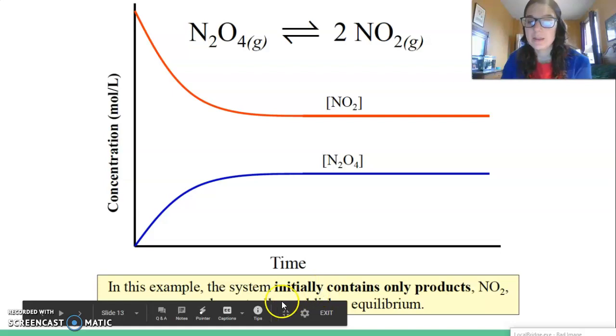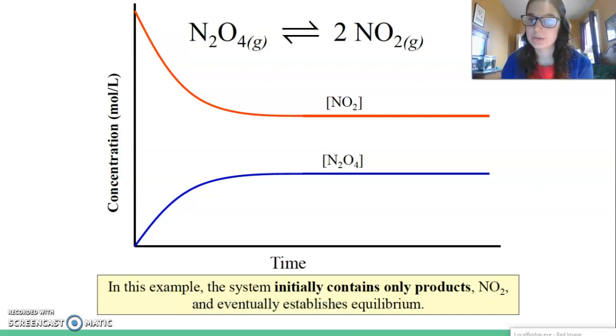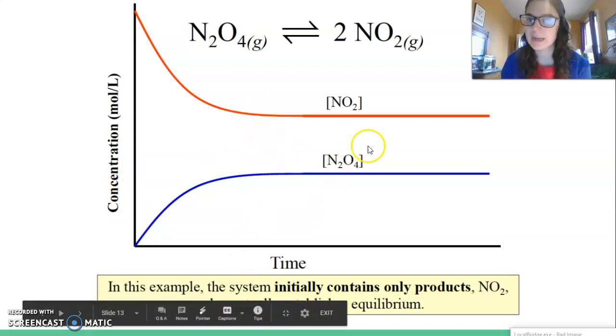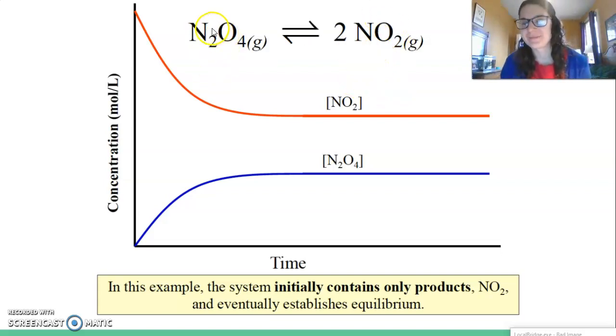In this example, the system initially contains only products, NO2, and eventually we establish equilibrium. So here we start with our product, NO2. The concentration is decreasing, whereas the concentration of N2O4, which is represented as the reactant in this equation, is increasing over time. And then eventually around here, we establish equilibrium again because the concentrations are not changing for both the species we started with, which is the product here, and the product, which is listed as the reactant here in the equation.